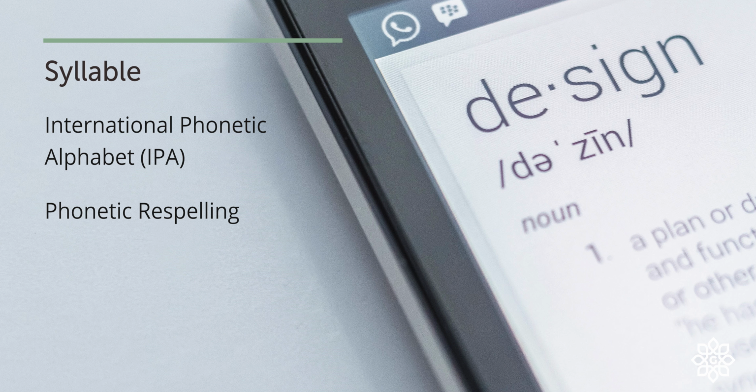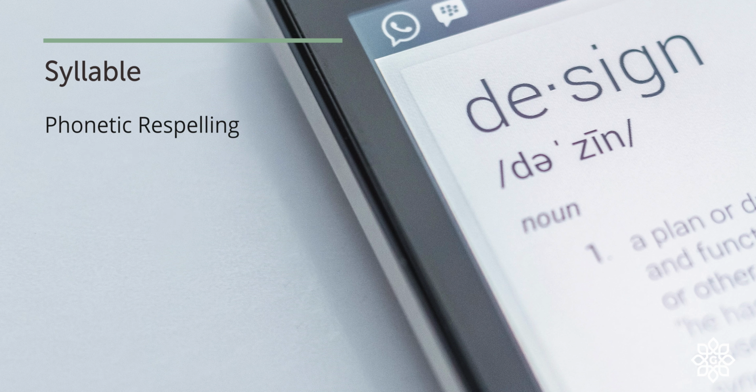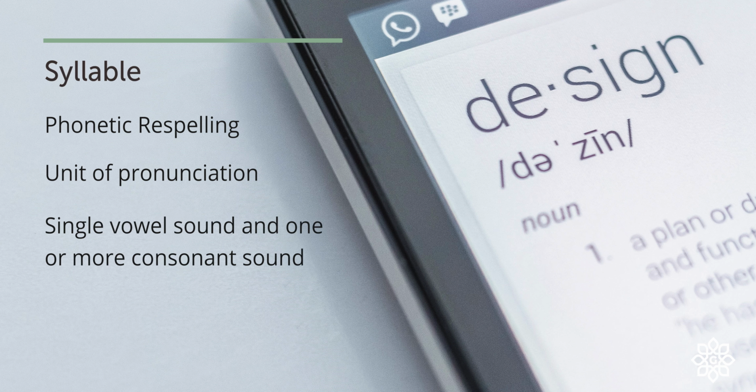Let's take phonetic respelling. In phonetic respelling, these blocks of letters which are separated by hyphens are units of pronunciation, and each is called a syllable. Each syllable contains a single vowel sound and one or more consonant sounds. Pay attention, it is a single vowel sound, and this is pronounced as a single unit.